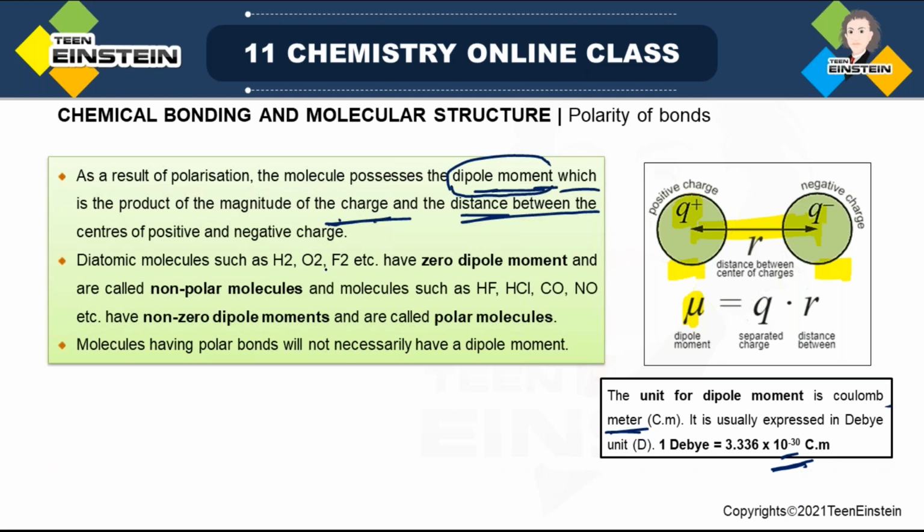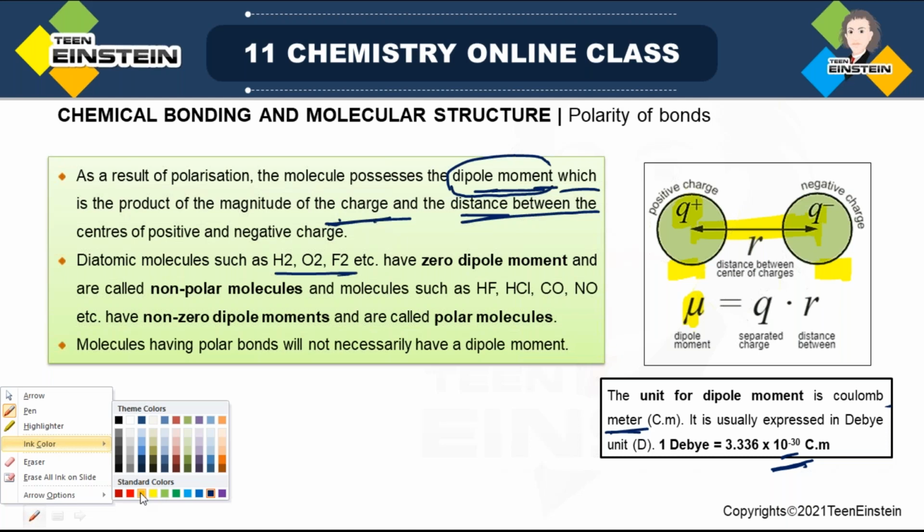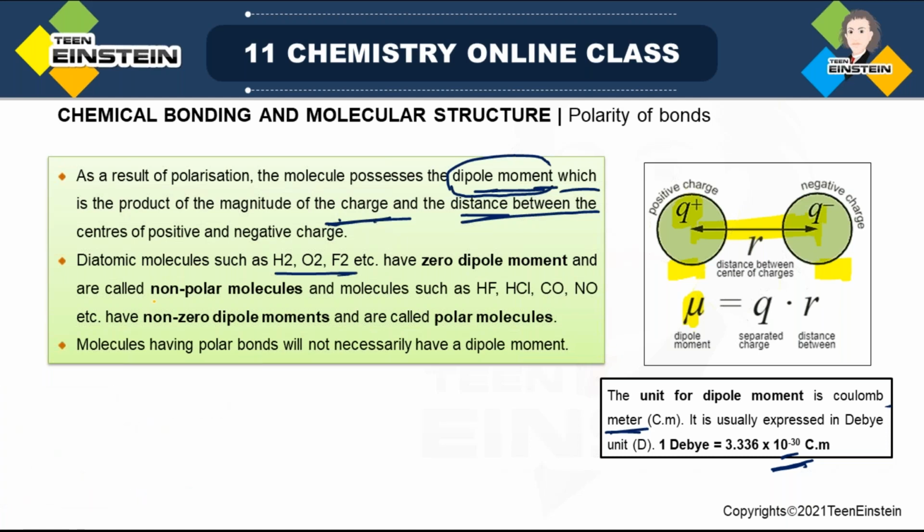Diatomic molecules such as these examples, as you are seeing here, will have zero dipole moment because no charge separation is possible. So they are purely non-polar molecules. And what about these molecules? See, heteroatoms are present: HF, HCl, carbon monoxide, then nitric oxide. They will have non-zero dipole moment, and they are called polar molecules because charge separation is possible.